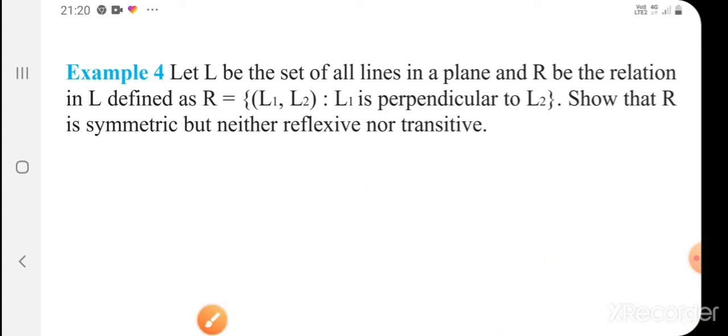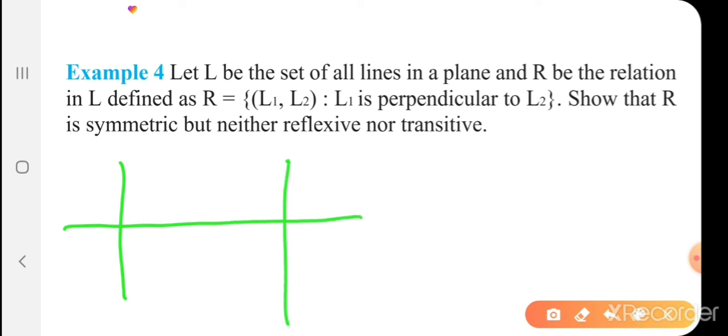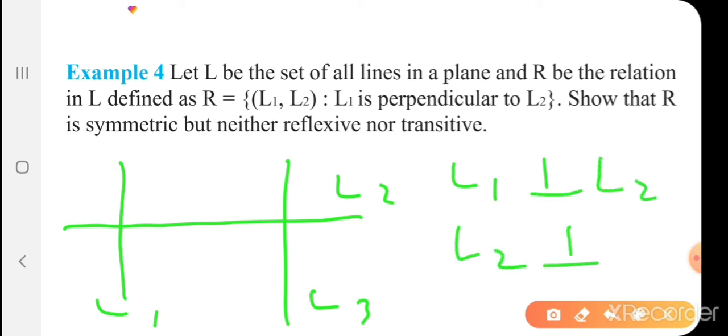Now the transitivity. This is line L1, this is line L2 and this is line L3. L1 is perpendicular to L2, and L2 is perpendicular to L3. But the lines L1 and L3 are parallel. They are not perpendicular. So it is not transitive.